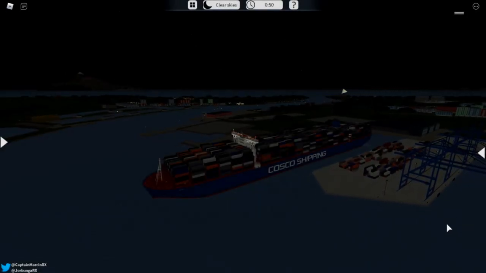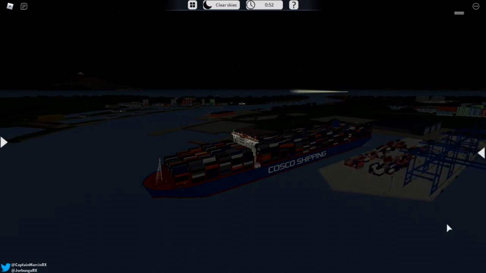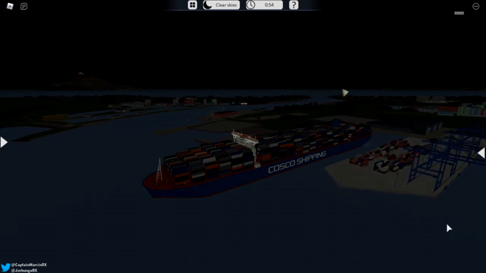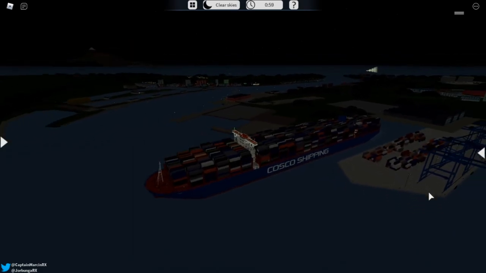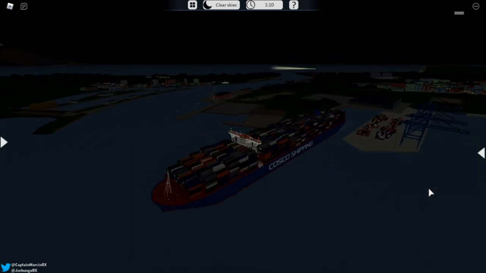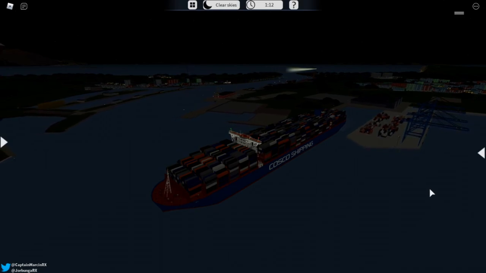So I already did a video on the MSC skin, but you also knew that there was a second skin, which was the Cosco skin. And that's the skin right here, which you can see right in front of you. So again, there is not that much different to the skin.